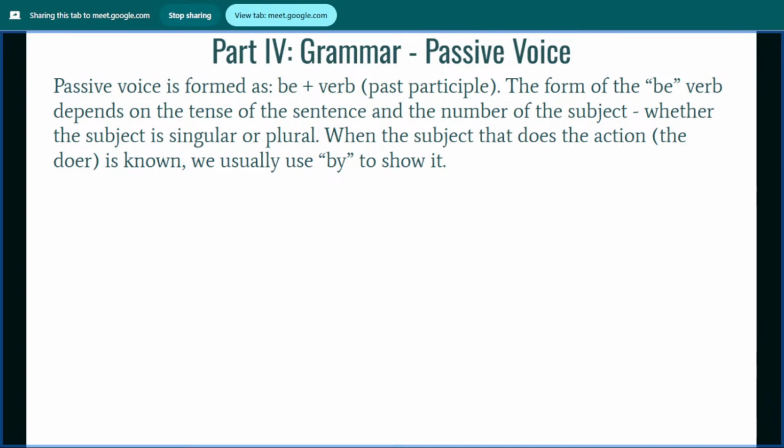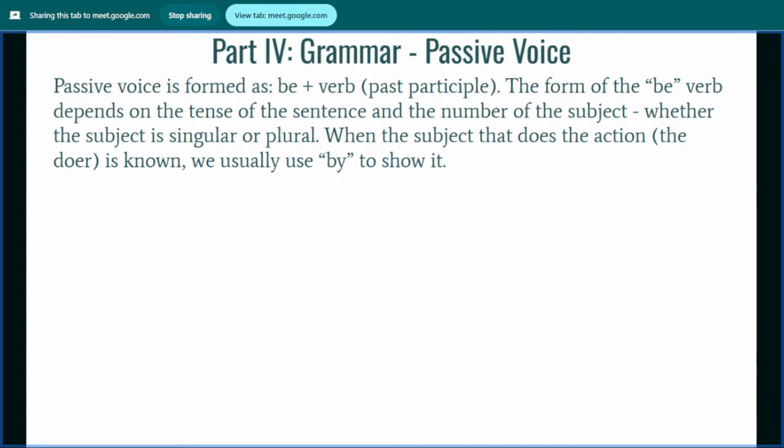The form of the verb be depends on the tense of the sentence that we are trying to use and the number of the subject. We will use is, am, are, or was, were depending on the tense that we are using and the subjects. Correct? Whether the subject is singular or plural, it totally depends on that.